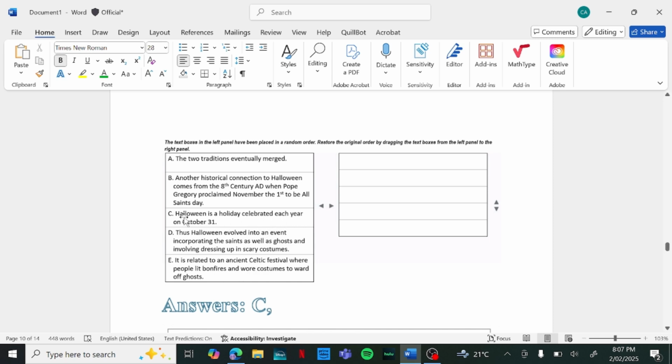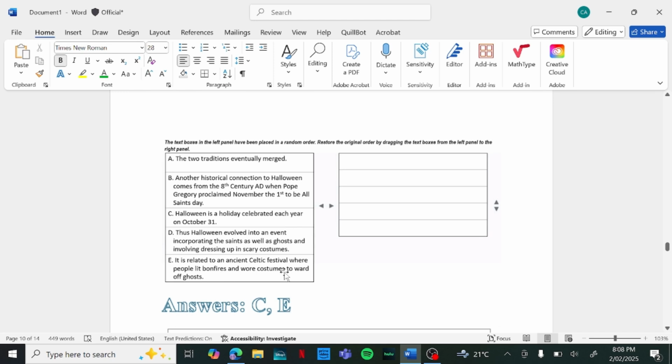Let's see what is referring to Halloween. Over here we have it: "It is related to an ancient Celtic festival where people light bonfires and wear costumes to ward off ghosts." So E. Now read these sentences together and see if it makes sense. "Halloween is a holiday celebrated each year on October 31st. It is related to..." See how that blends perfectly? There's no way it can go from this to "Another historical connection" just like that, immediately.